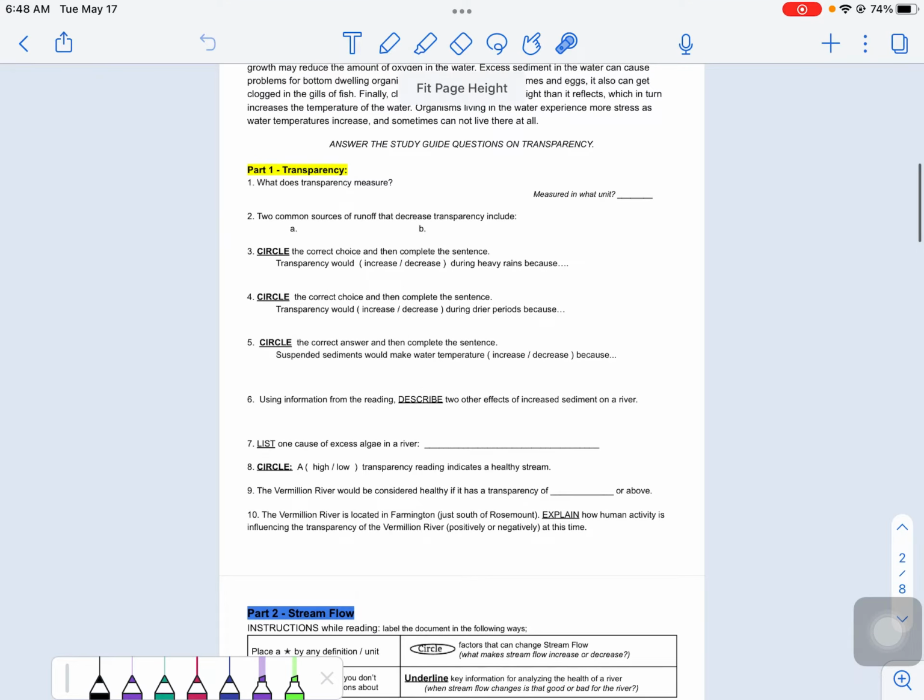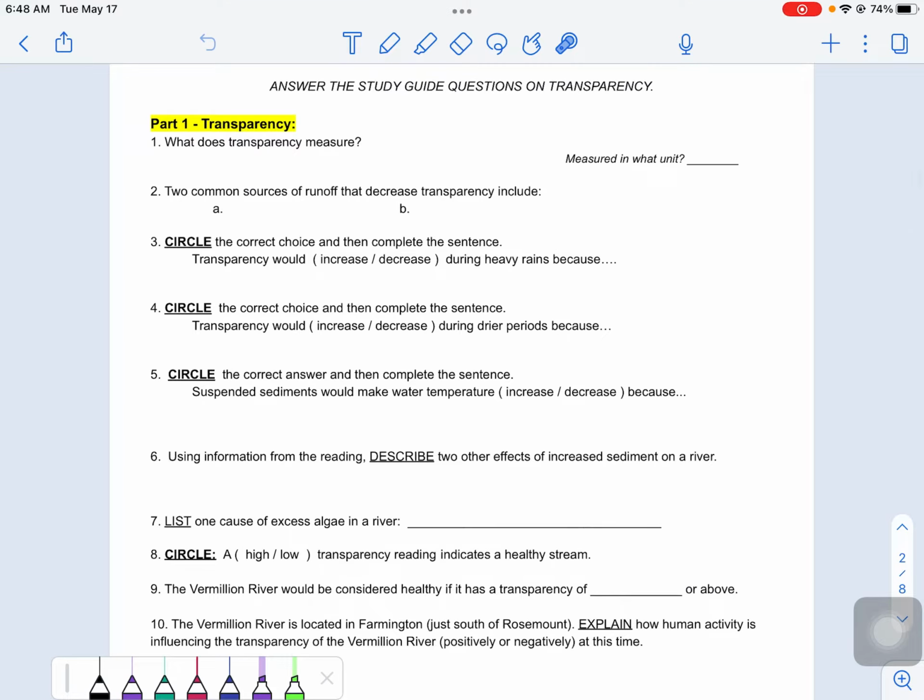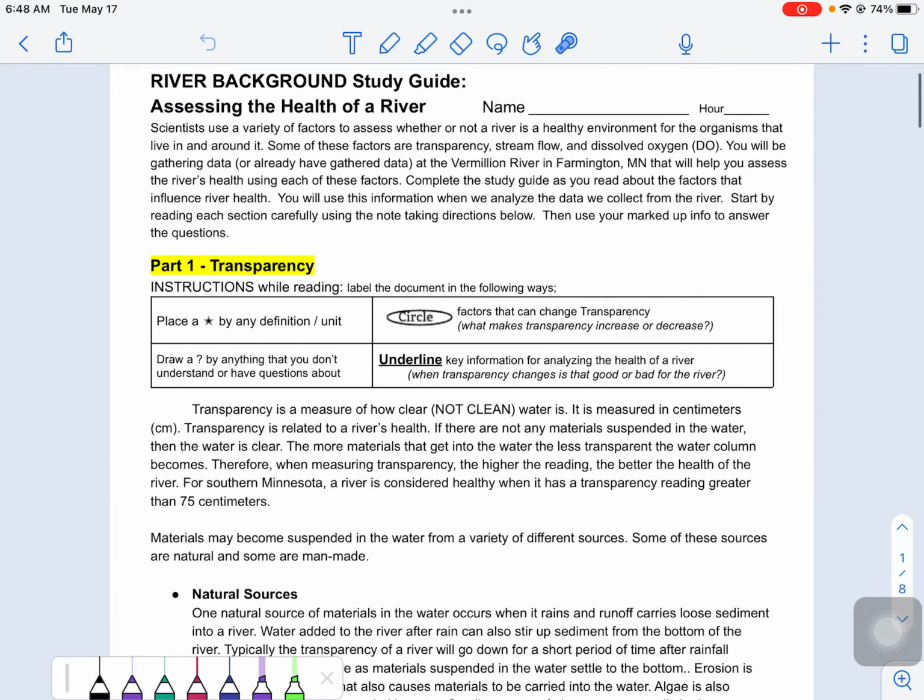Each one of these is going to be assigned differently for each class depending on when you're at the river. So just stay tuned on Schoology and our weekly calendar and on the board in class to make sure you know when you're completing what. So for starters, you're just working through transparency. As always, reach out with any questions you have.